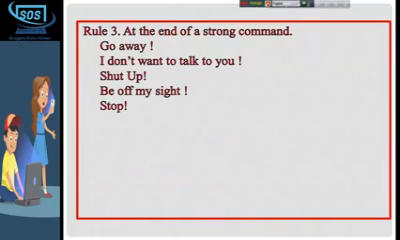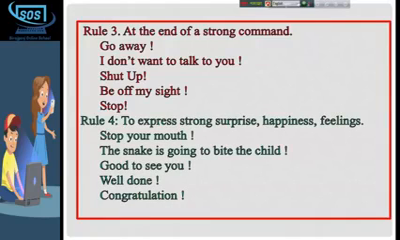Students, there are also other rules. At the end of a strong command, we use exclamation marks. Go away! I don't want to talk to you! Shut up! Be off my sight, stop! In this way, we can use the exclamation mark while we work with grammatical items. Students, we need to know how to use exclamation marks in the right position.